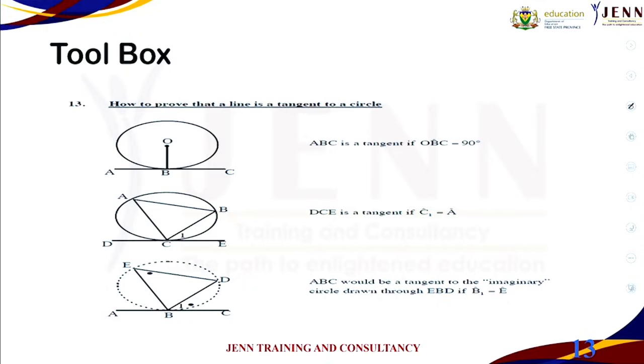You must prove ABC is a tangent if the size of angle OBC is 90. So the minute angle OBC, this angle, is 90, we know that ABC is a tangent. And also, for us to prove that DCE is a tangent, it is a tangent if angle C1 is equal to angle H. And ABC would be a tangent to the imaginary circle drawn through EBD if angle E is equal to angle B1.